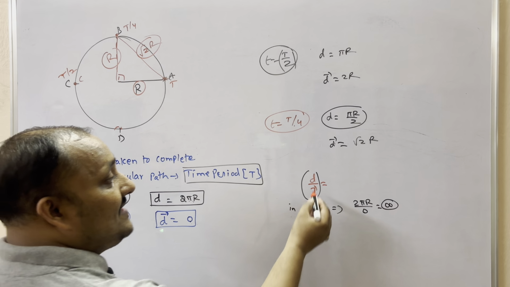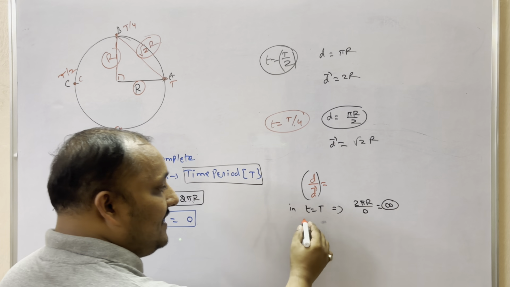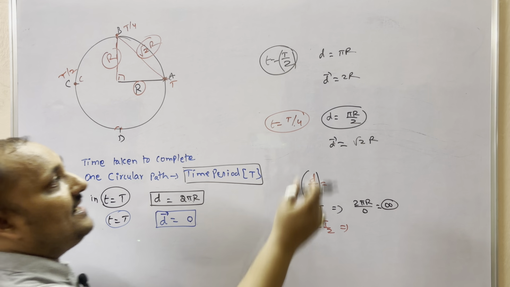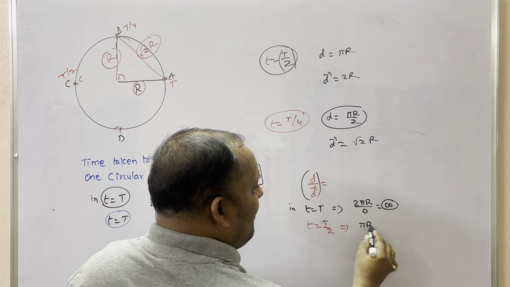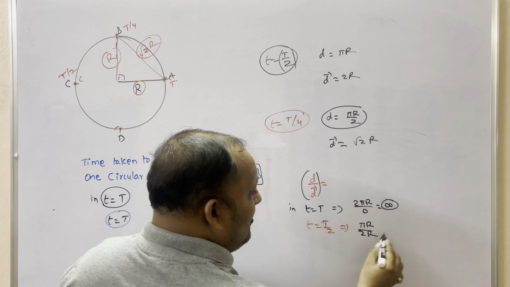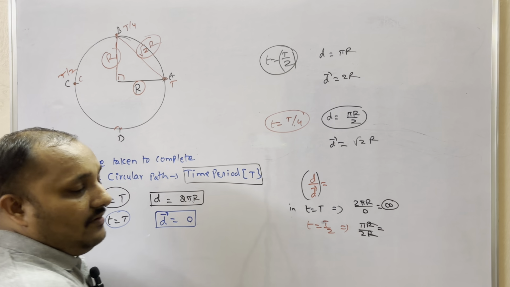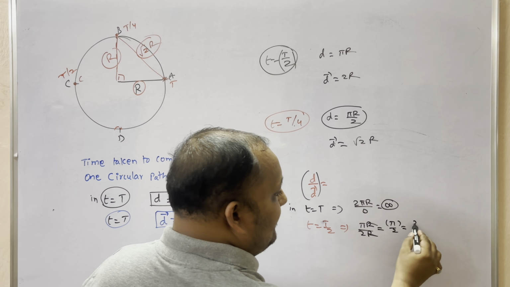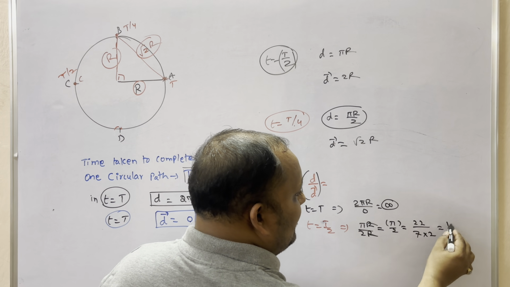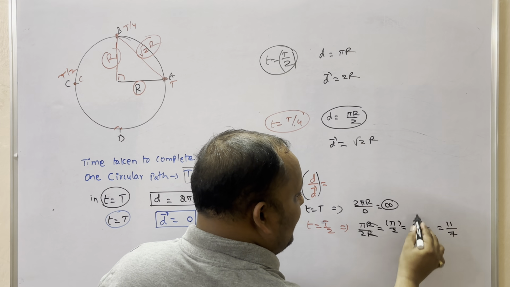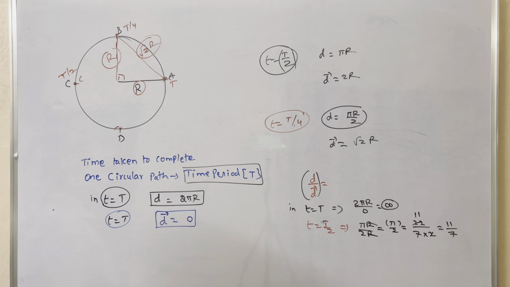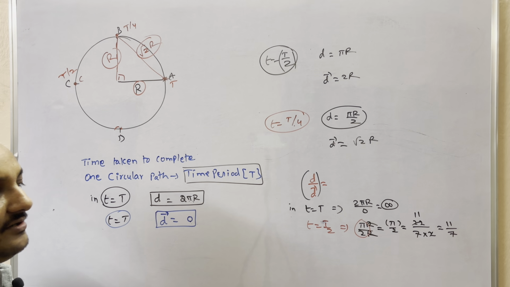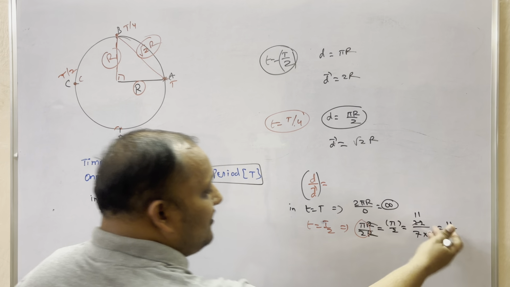Next, what is the ratio of distance and displacement, the same but in half of the time period? In half of the time period, what is the distance? Pi r. What is the displacement? 2r. Therefore, r and r will be cancelled. This is pi by 2. What is the pi value? 22 by 7 into 2, so 11 by 7. Like that they will give, otherwise you can take 3.14 by 2. That is your wish, depending on the answer we are going to substitute.